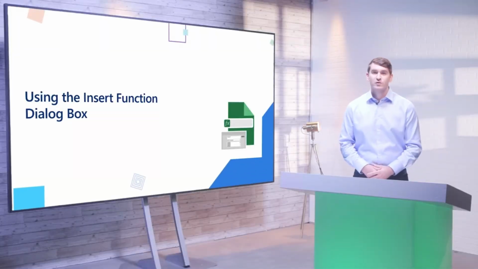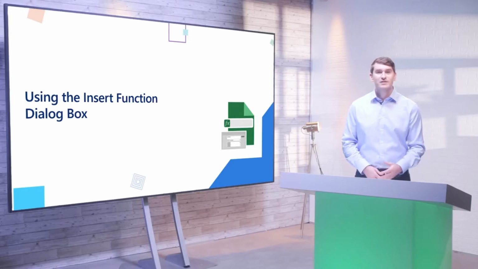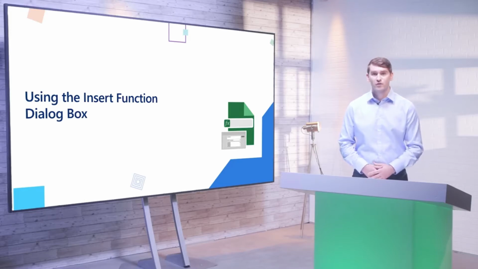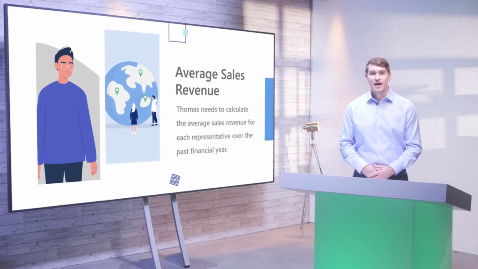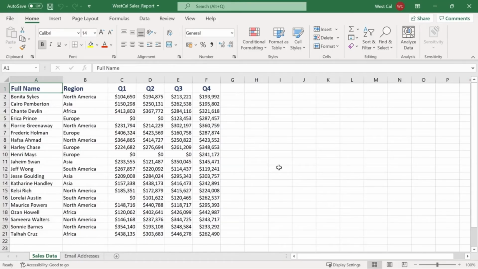So far, you have used the SUM function, which is quite easy to remember. Now let's try out the Insert Function dialog box to create functions. Thomas from Westcal Publishing needs to calculate the average amount of sales revenue made by each representative of the sales team over the past 4 quarters of the financial year. You could use functions to achieve this. Let's have a look at how to do this. Open the Westcal Publishing Sales Report document.